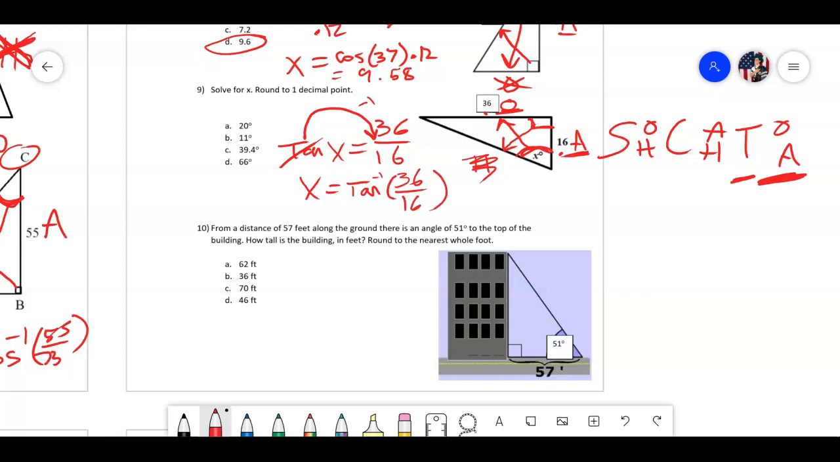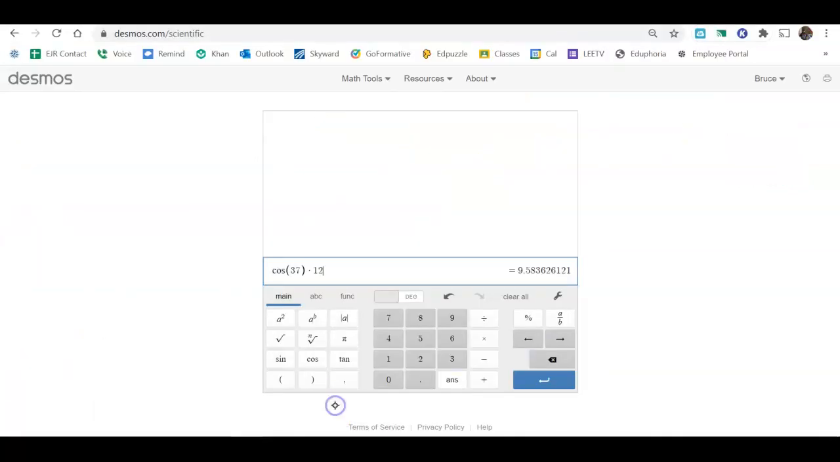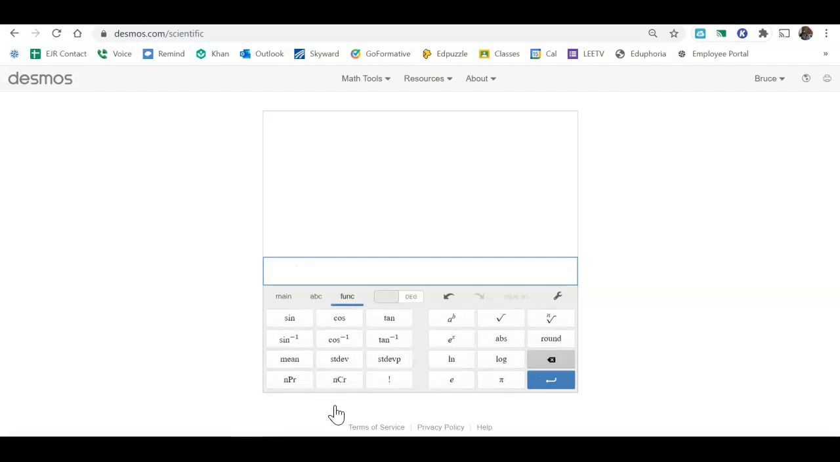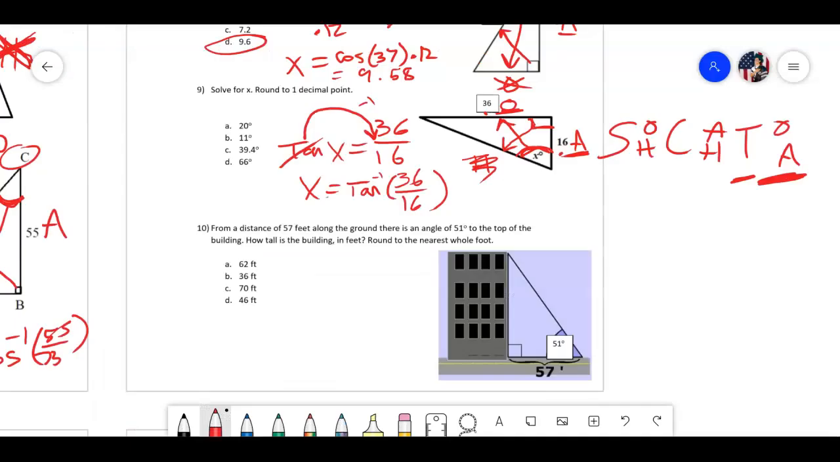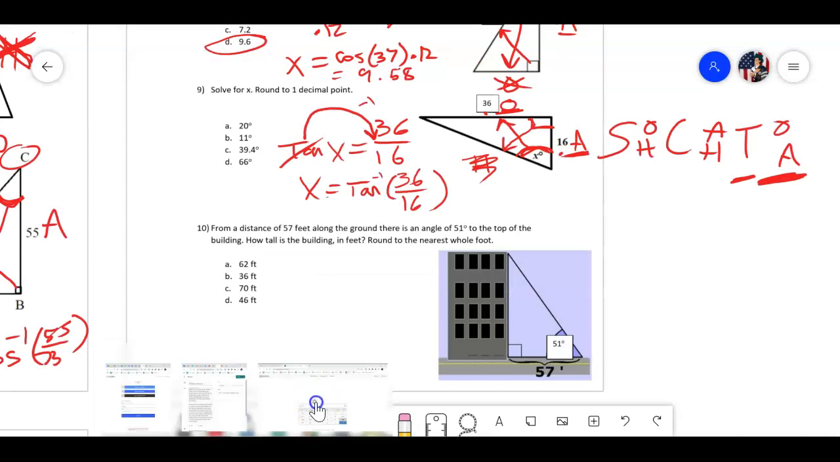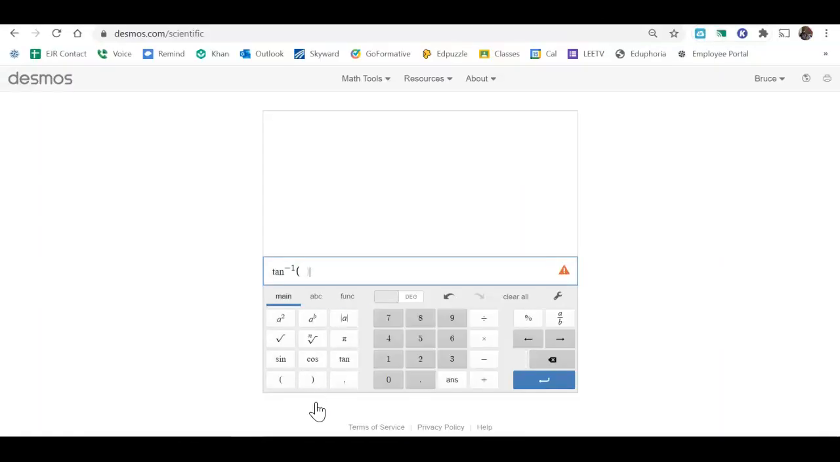36 over 16. So how do I type tan inverse 36 over 16? Well, in your calculator, you're going to see right here where it says main, you're going to go over here to func, okay? And the second line is your inverses. So tan inverse, and we're doing 36 over 16. Back to main, 36 over 16.